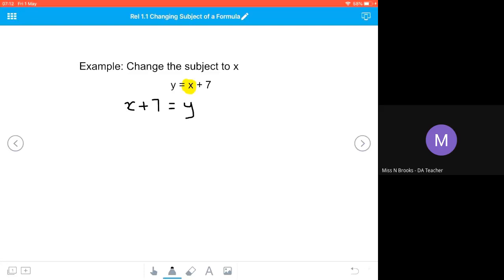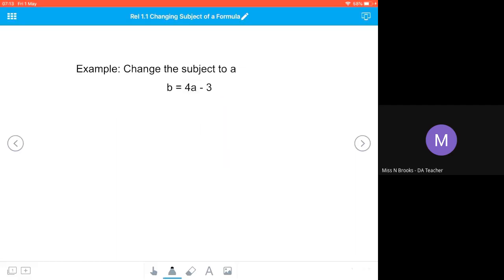And again, I'm going to highlight the variable that I'm trying to change the subject to. Now, I've got a plus 7 there. We've just discussed that the inverse operation for adding is subtracting, so I want to take away 7. Now imagine that I've got y plus 0 on this right hand side, so I'm going to take away 7 from both sides, and that means that I'm going to end up with x equals y minus 7. And that is my change the subject to x.